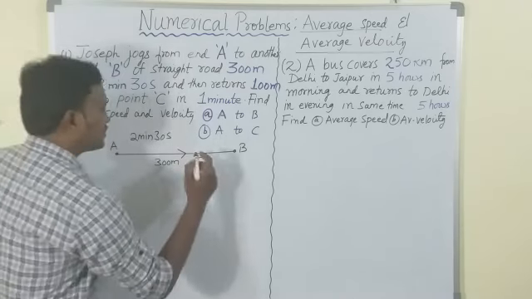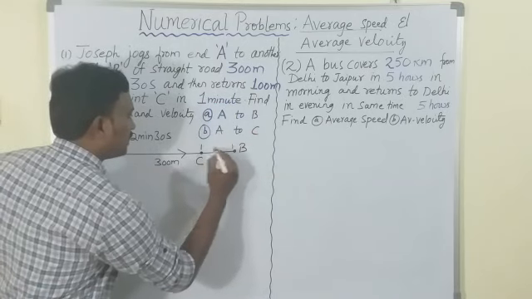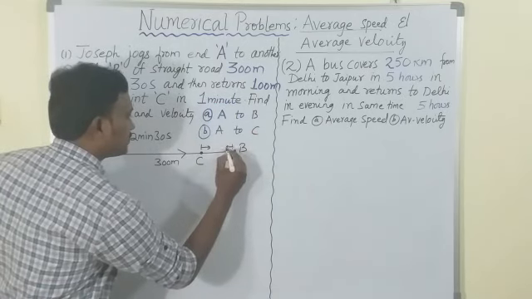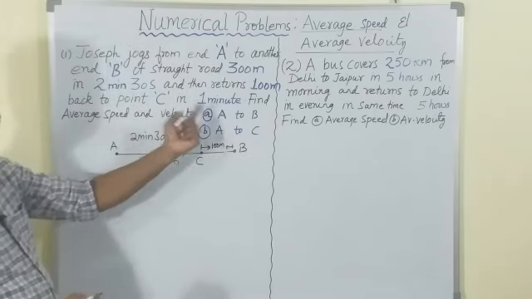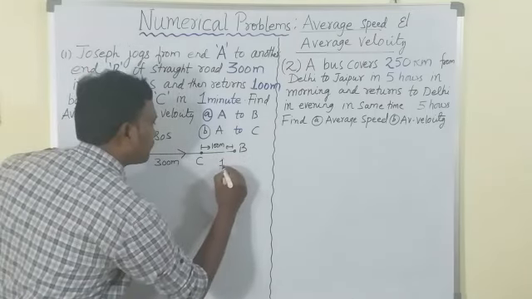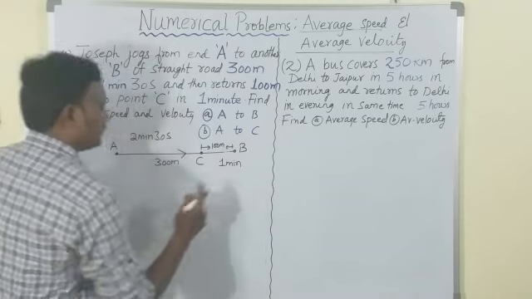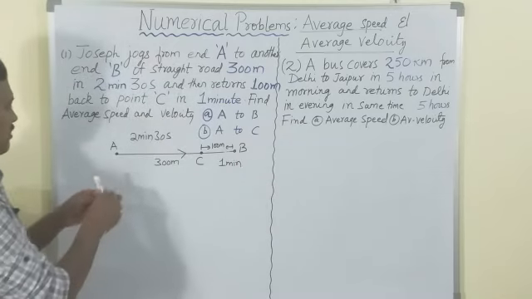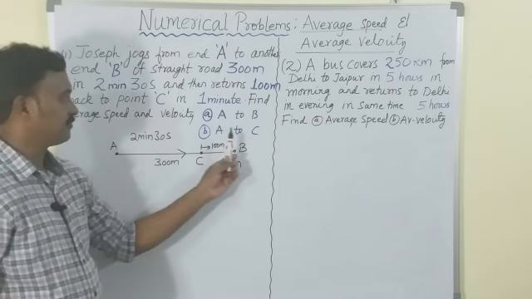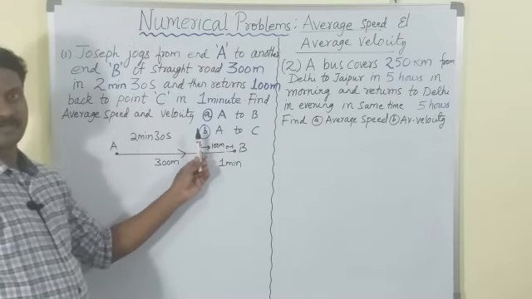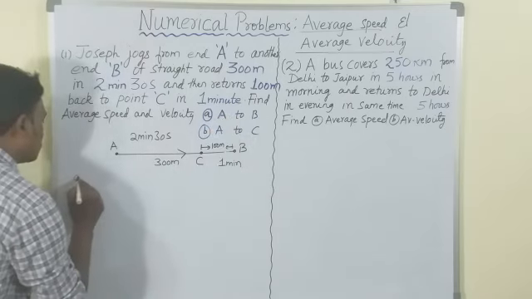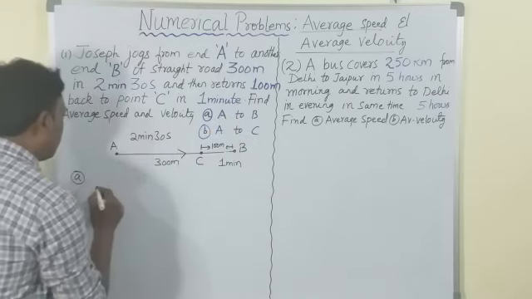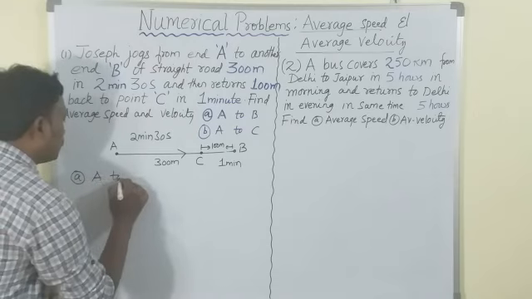And how much distance is he traveling? He is traveling 100 meters, and how much time? 1 minute. So the person is traveling like this, coming here and then coming back and stopping here. Let us see the solution for the first one, that is A to B.